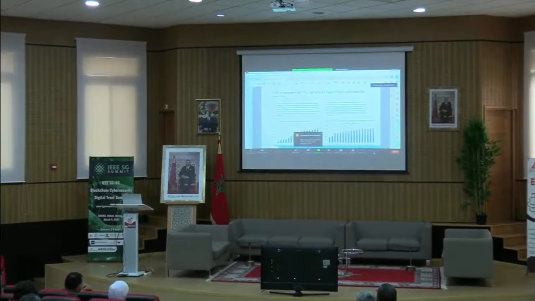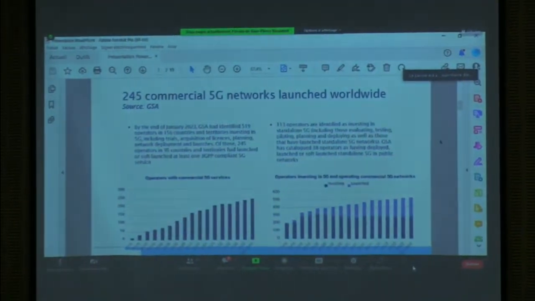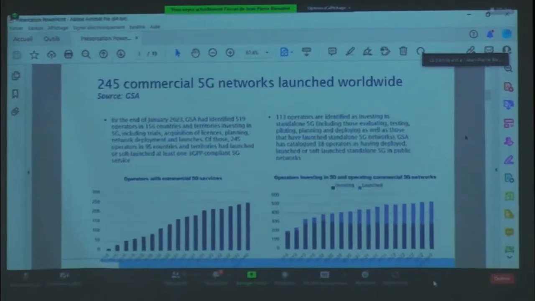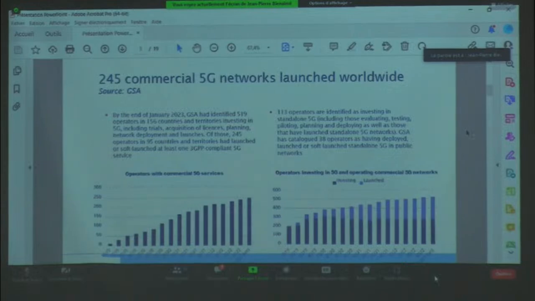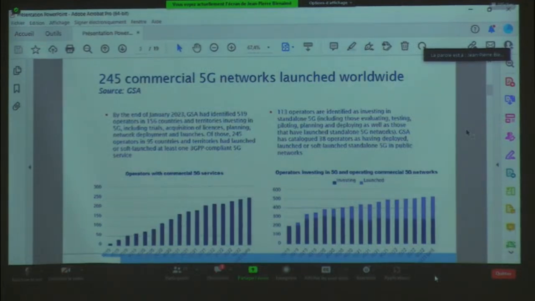Owing to GSA statistics, fresh statistics of February, 245 commercial 5G networks have been launched worldwide with diverse services, partial or complete 5G services. And what is interesting is that of this total, already 38 operators have deployed or soft launched standalone 5G, that is to say 5G phase 2, Release 16, which is the next big progress in 5G.